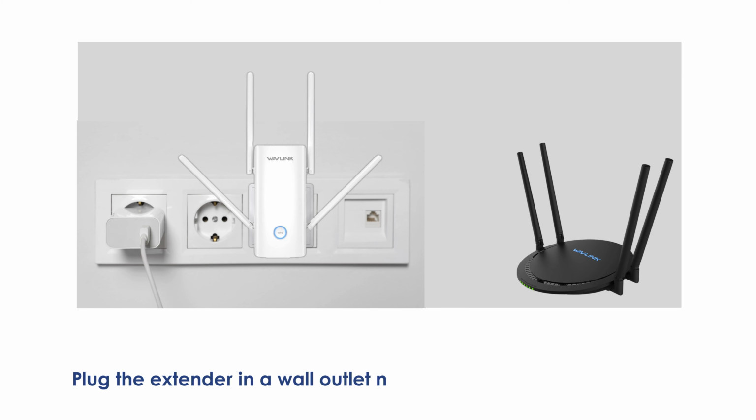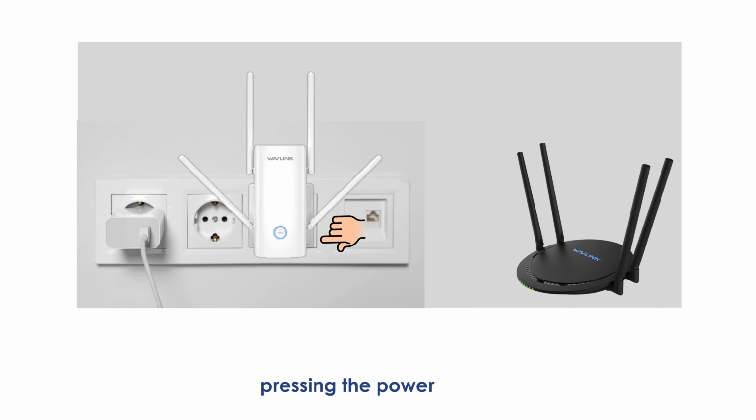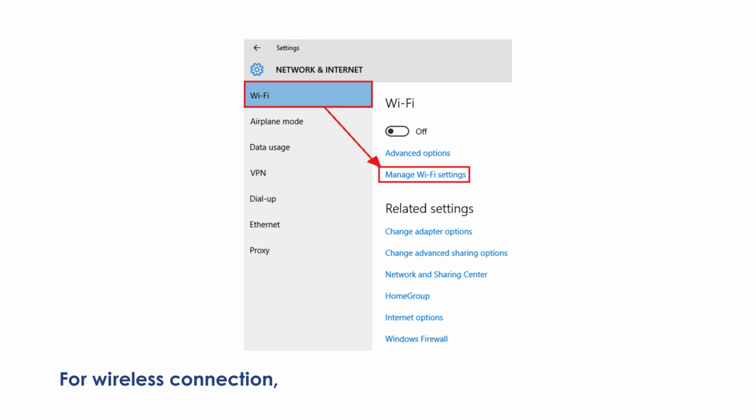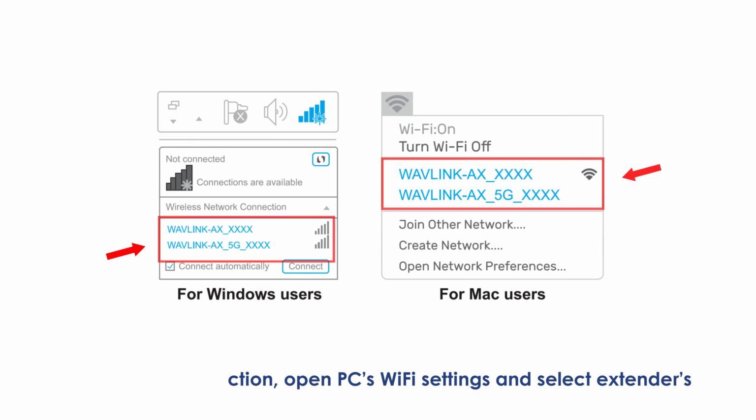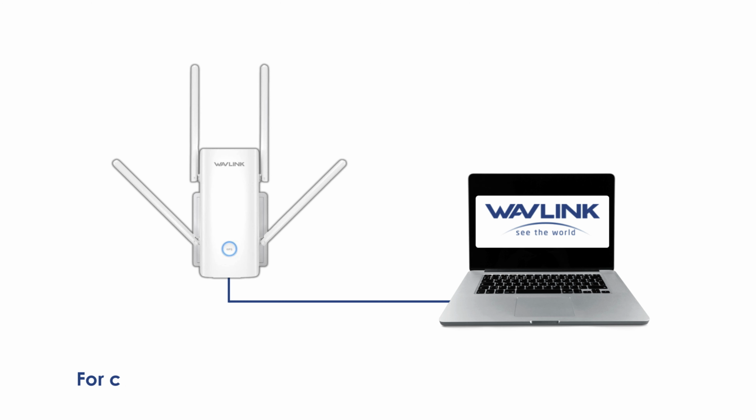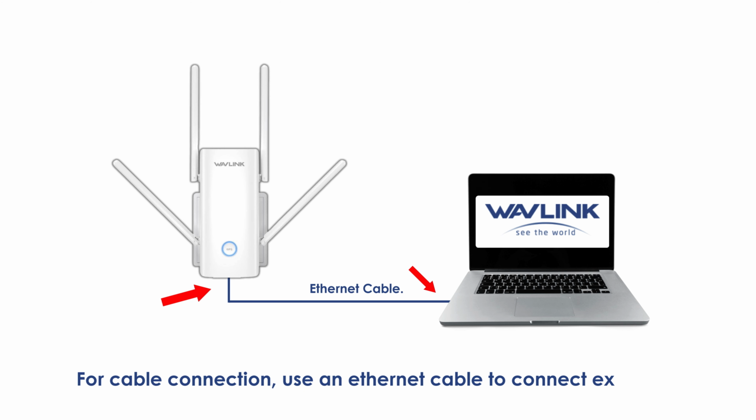Plug the extender in a wall outlet near your router and turn it on by pressing the power button. Connect PC to the extender's Wi-Fi network, either wirelessly or through Ethernet cable. For wireless connection, open PC's Wi-Fi settings and select extender's SSID from the list of networks. For cable connection, use an Ethernet cable to connect extender and computer.